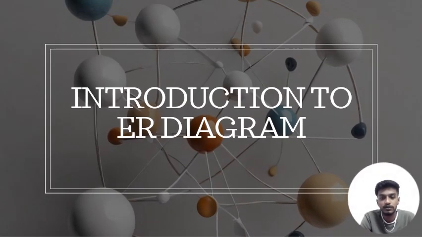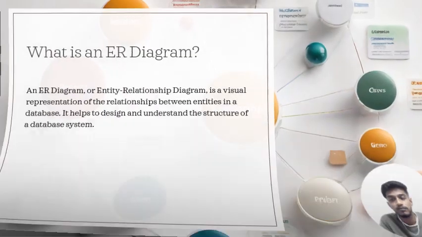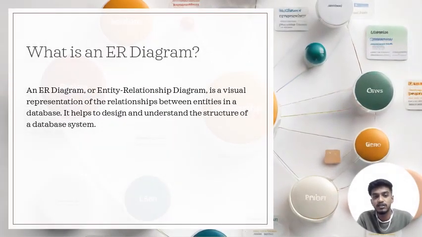And next we will discuss the introduction to the ER diagram. So what is an ER diagram? An ER diagram, or entity relationship diagram, is a visual representation of relationships between entities in a database. It helps to design and understand the structure of the database management system.